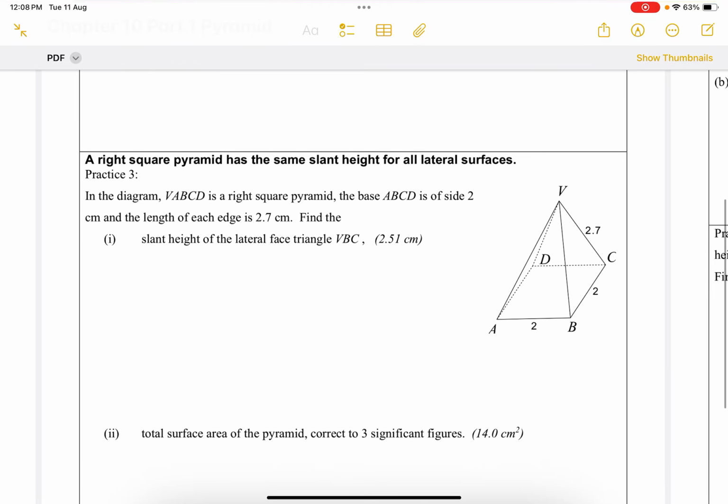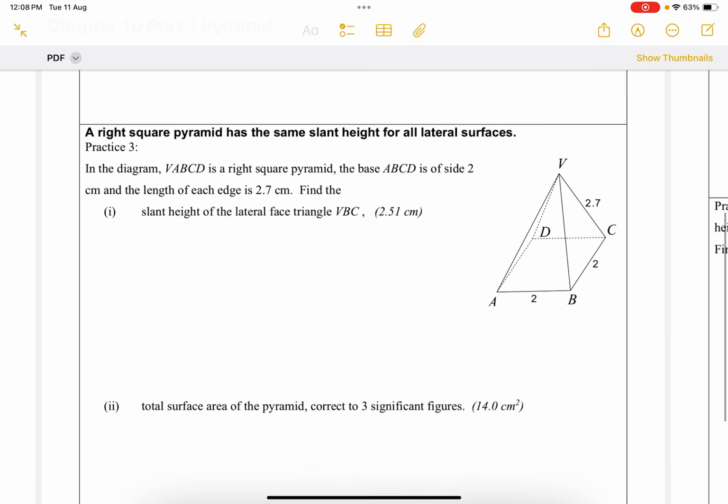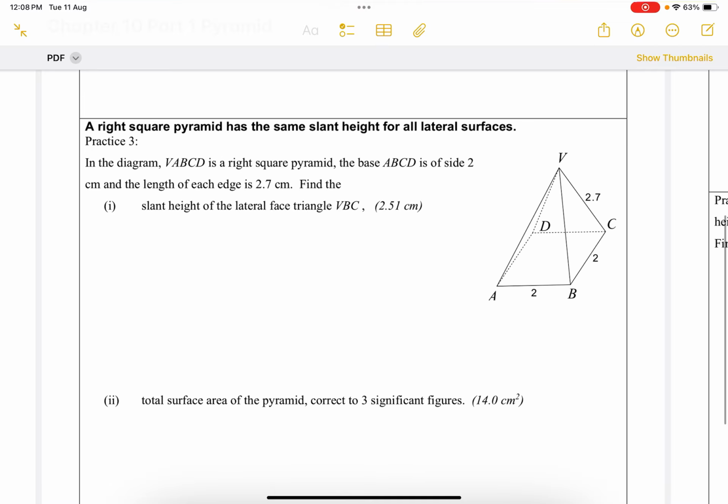We take a look at practice number 3. A right square pyramid, same slant height for all lateral faces. So this over here, 2.7 is the length of the edge. Okay, so this is not the slant height. They want us now to find the slant height of the lateral face triangle VBC. So part 1 is asking for this dotted line's length.